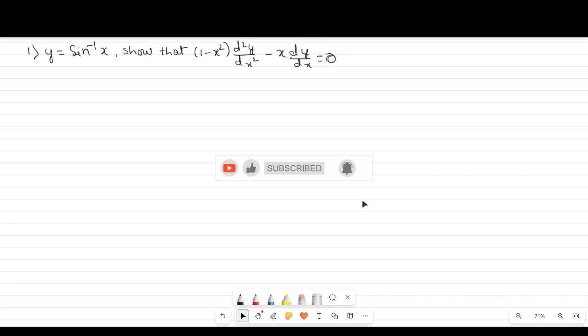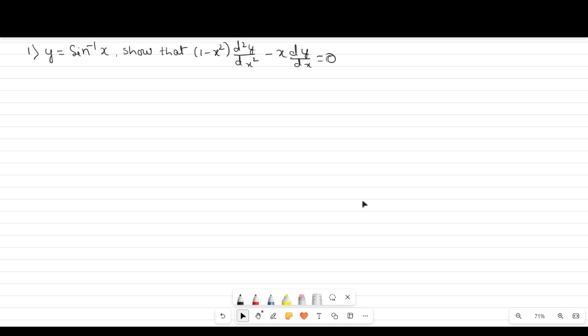Hello everyone. Today I am discussing the exam essentials. Okay? So that is 5 marks, differential calculus, 5 marks. The question is, as I have written on the board, y is equal to sine inverse x. Show that (1 minus x square) d square y by dx square minus x into dy by dx is equal to 0. This problem comes under the second order derivative. That means you must differentiate the function twice. Okay. So if you differentiate the given function y twice, you will get the second order derivative.